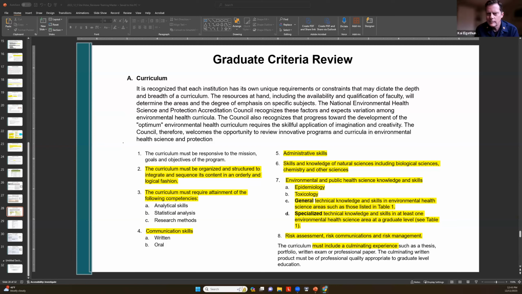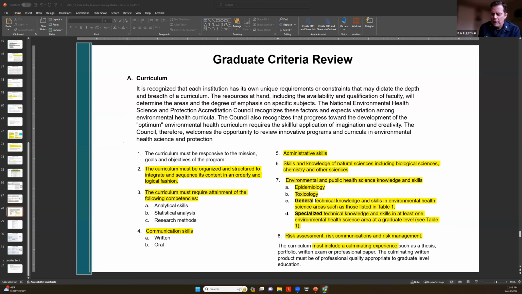Leslie? Yeah, I don't think that's a requirement right now. For an undergraduate program, it can be called sustainability or whatever. So I don't think it's necessarily a requirement here, or with the graduate criteria either.